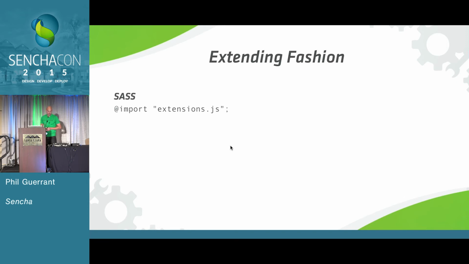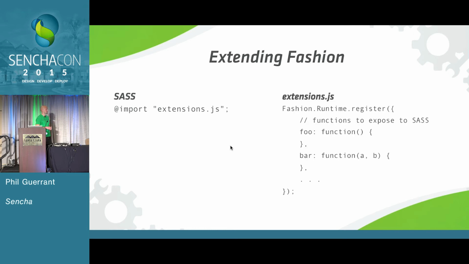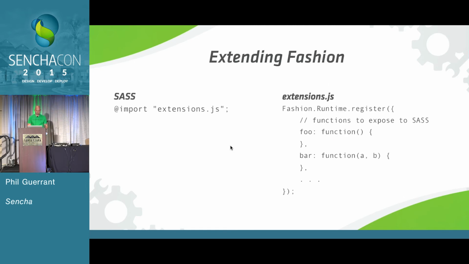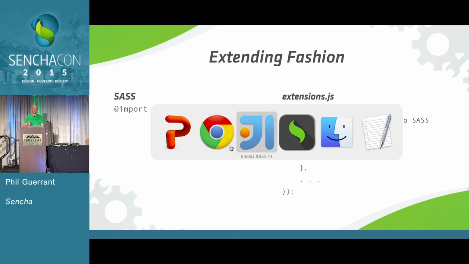An example of that might look something like this. In Sass, we say @import "extensions.js". And then in our file named extensions.js, we put something that looks like this. So we call fashion.runtime.register, which is a function that just takes an object literal that has functions in it that we want to expose to our Sass code. So real quick, before I go on and talk about Fashion types, let's write a Fashion extension.